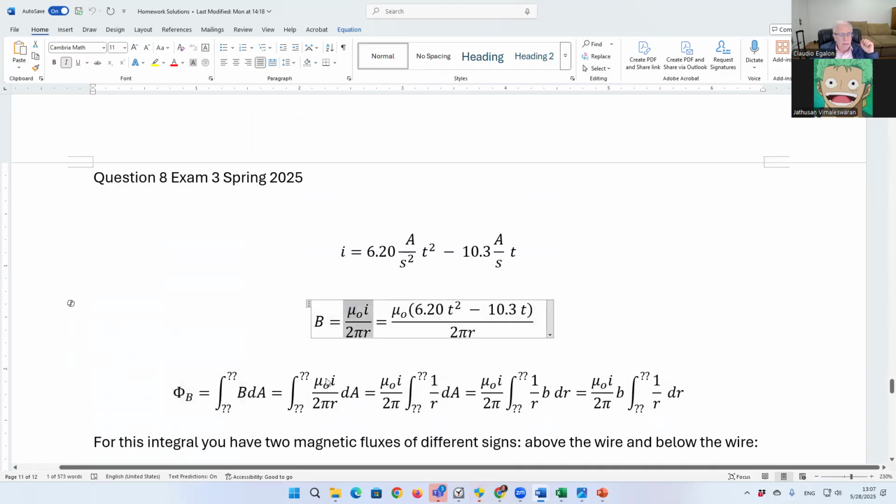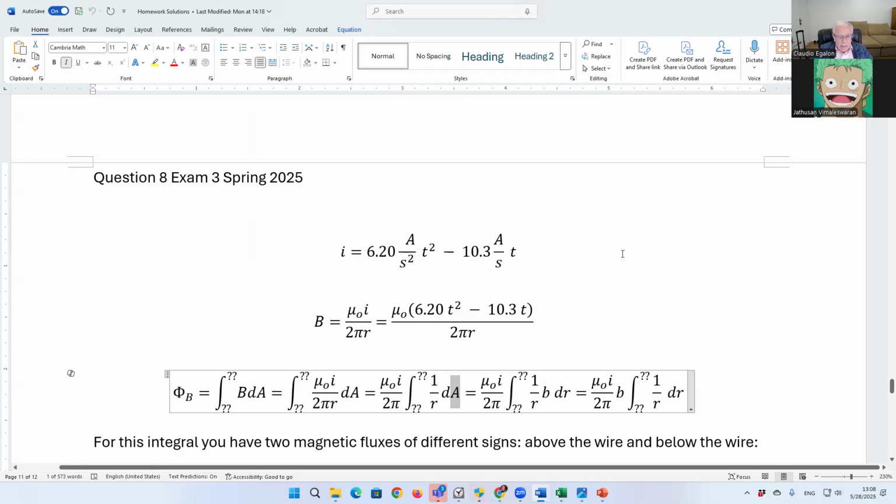I substitute the B here, mu naught I over 2 pi r. We are integrating over the area. The only term in this equation that depends on the area is the 1 over r. Everything else is independent of the area, which is why I put it outside the integral. It doesn't matter that the I is a function of time, so we can still take it out of the integral because we are not integrating in time here. Make sense?